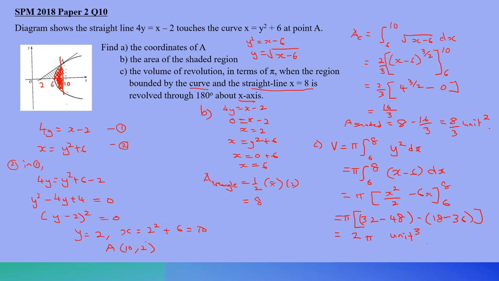So area and volume always come in your paper 2, all the years except for last year, when it was in paper 2 part A. This is paper 2 part B, which carries more marks. Part B carries more marks than part A.